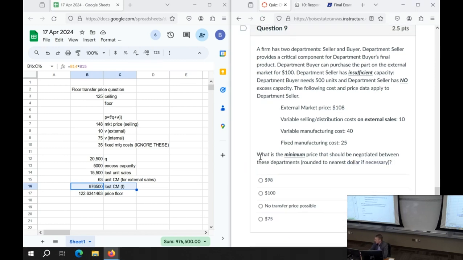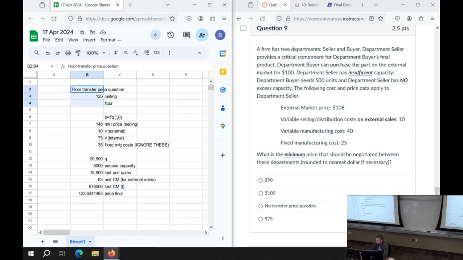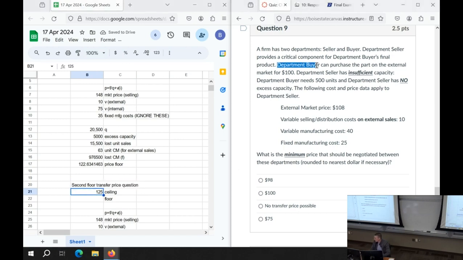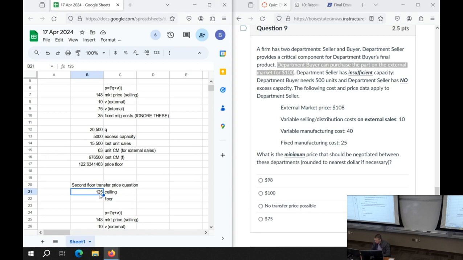All right. Now this is a very similar problem to what we just did, phrased ever so slightly differently, but still very much the same. In fact, I'm going to copy over our information and see if we can't just update our equations here. So, second floor transfer price question. The buying department, department buyer, can purchase the part on the external market for $100. Okay, so that's our ceiling.